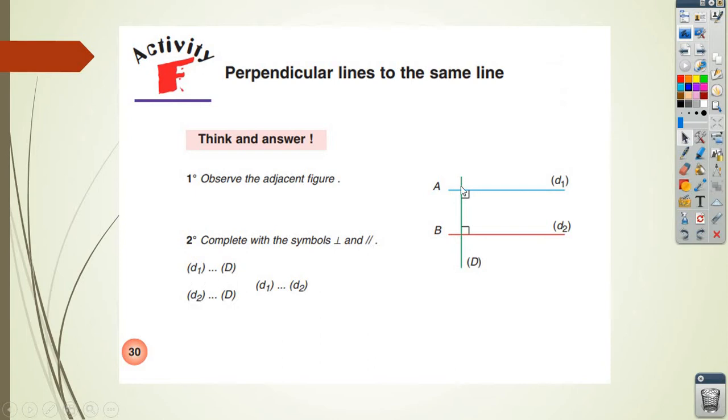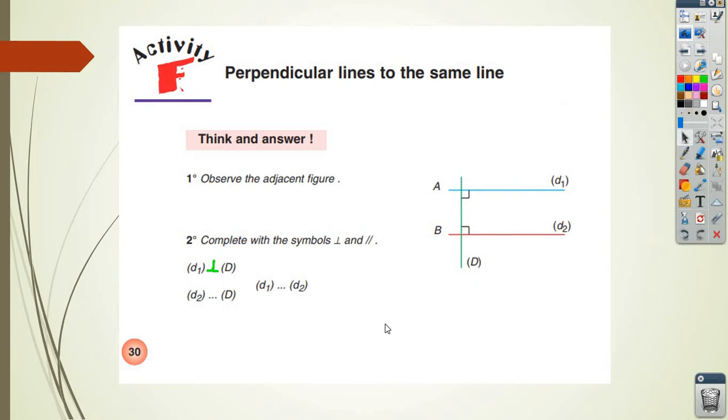D1 and D. You have to look at the line D1. Is it parallel or perpendicular to D? If it's parallel, you have to write the sign of parallel. And if it makes a right angle like this one, that means they are perpendicular. So you have to write here the perpendicular symbol. And also for D2 and D, and D1 and D2, are they parallel or perpendicular?